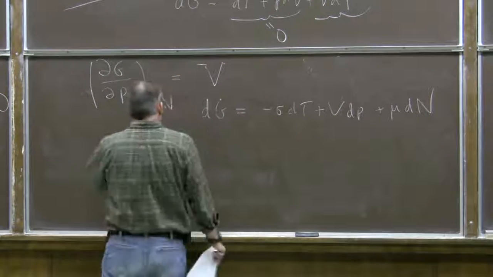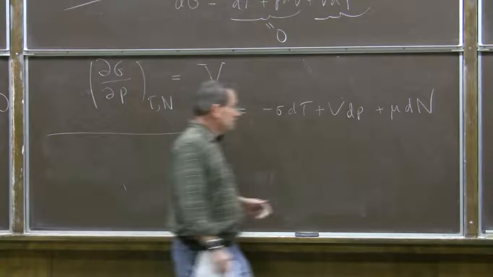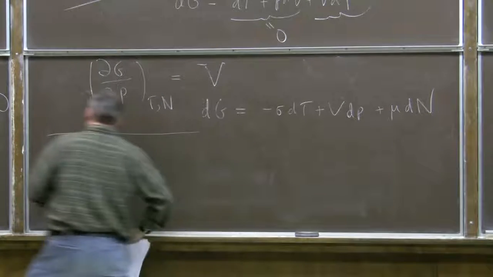So what does this work? What's an example of the type of work that can be done which isn't mechanical, which doesn't have to do with the system's volume changing? Well, one example that we've already discussed and is sort of implicit in our expression, which involves mu dn, is chemical work.